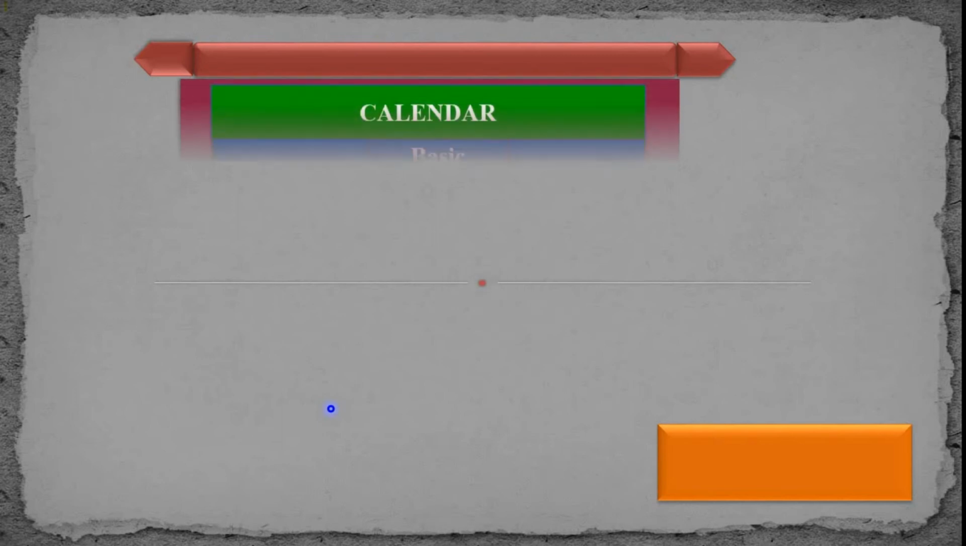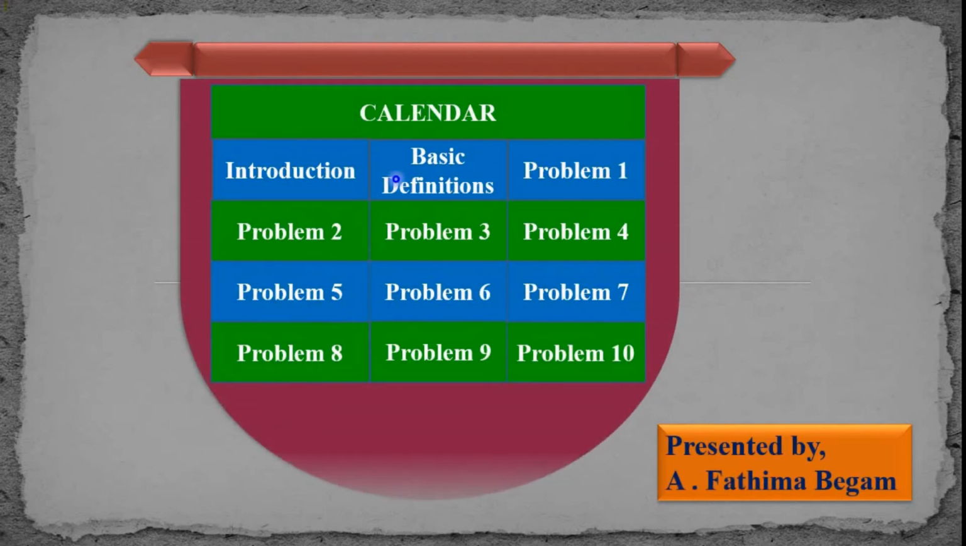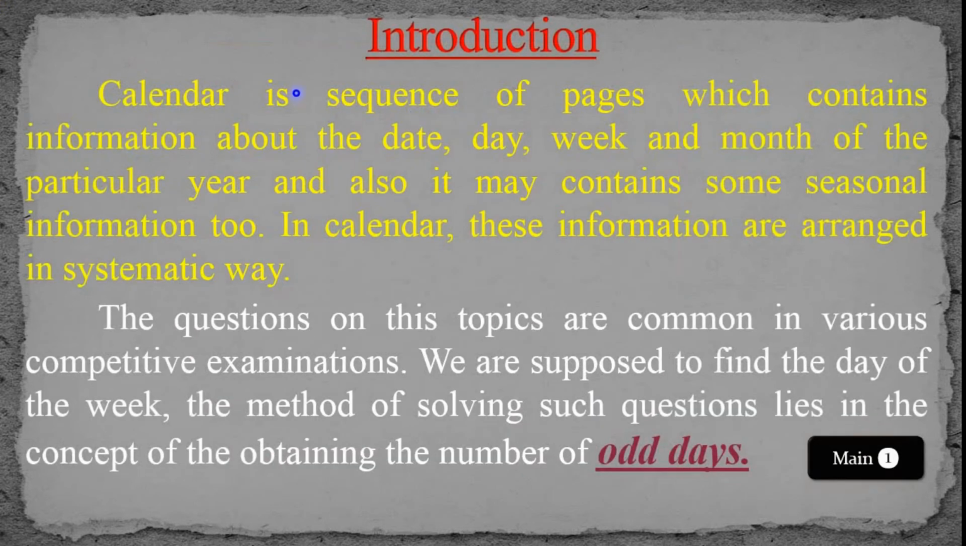Dear learners, in this video we will see calendar in quantitative aptitude. Calendar is a sequence of pages which contains information about the day, week and the month of the particular year, and also it may contain some seasonal information too. In calendar, this information is arranged in a systematic way. The questions on these topics are common in various competitive examinations such as TNPSC, bank exam, SET, NET, etc.